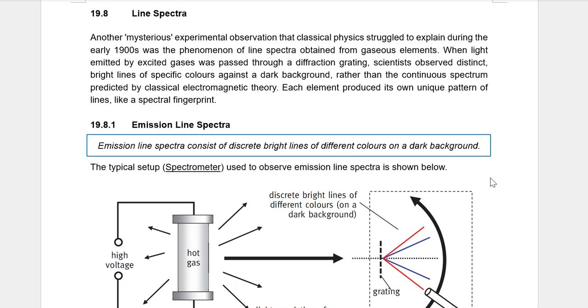Okay, we've hit the last part of the lecture, line spectra. Another mysterious experimental observation that classical physics struggled to explain in the early 1900s was the phenomenon of line spectra obtained from gaseous elements.